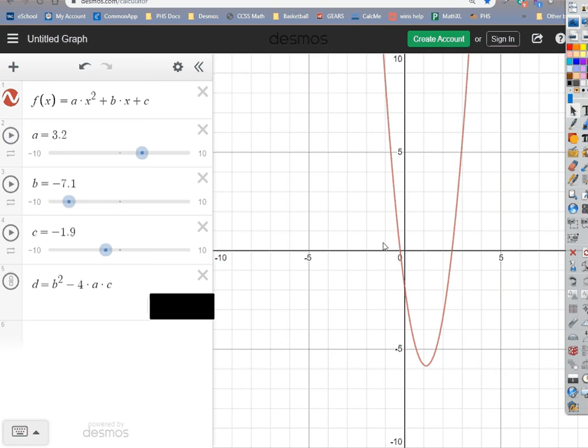So in your groups, I would like you to tell me real quick, and don't say it out loud, but just discuss it with your group. I'll give you 30 seconds. I want to know what's the sign of the discriminant right there. What's the sign of the discriminant?